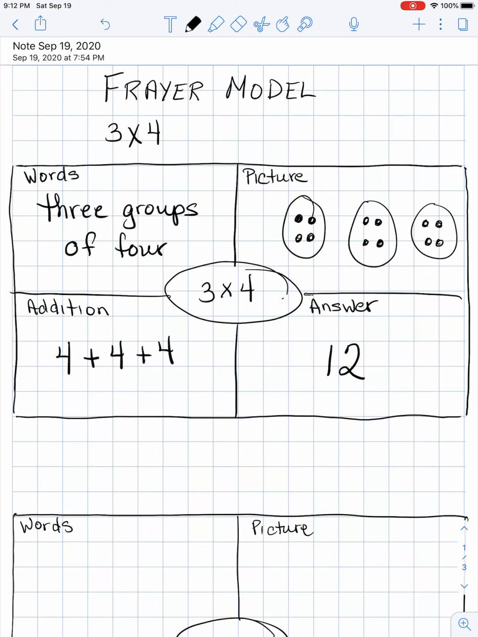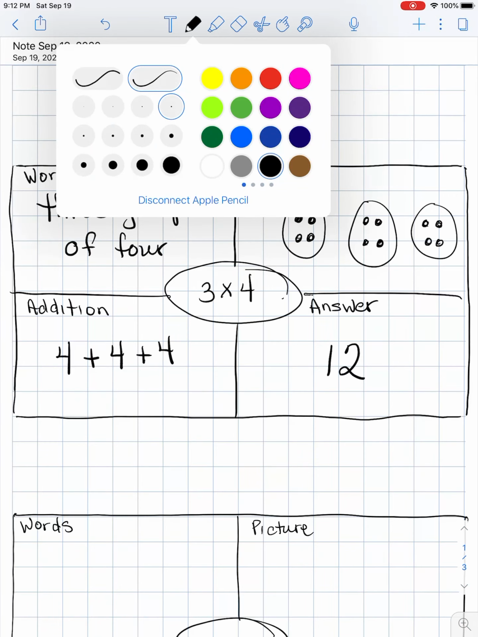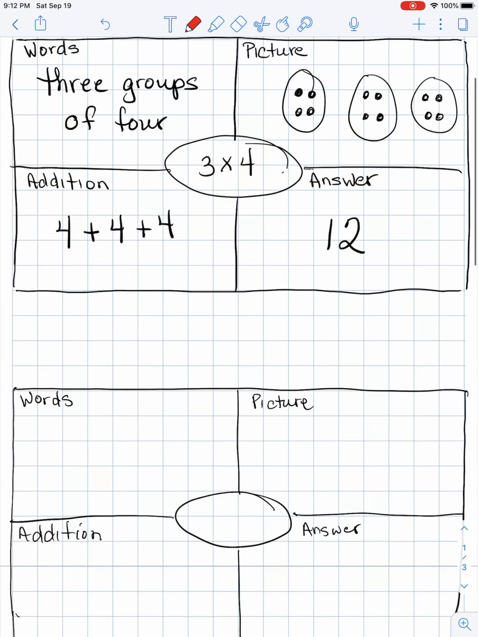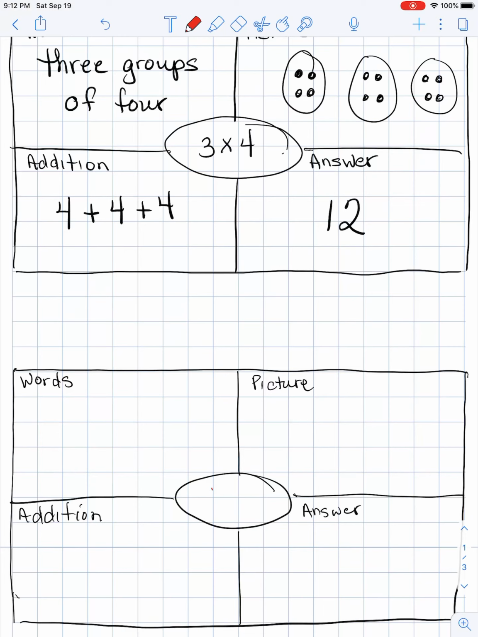Now, I want you to remember that math is a very specific language. It's very precise. So what we're going to do now is we're going to see what this problem looks like. Instead of 3 times 4, I'm going to actually do 4 times 3. 4 times 3, well, obviously, because of the commutative property of multiplication, 3 times 4 and 4 times 3, they equal the same thing. They both equal 12. But in our Frayer model, let's see how they differ.